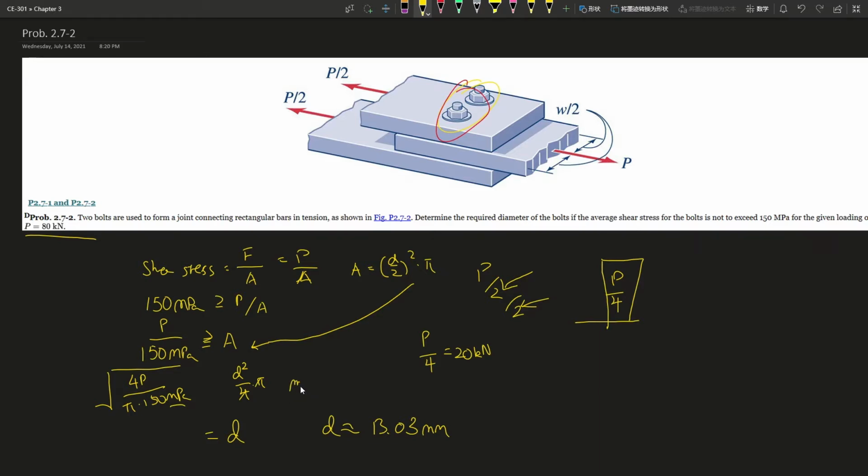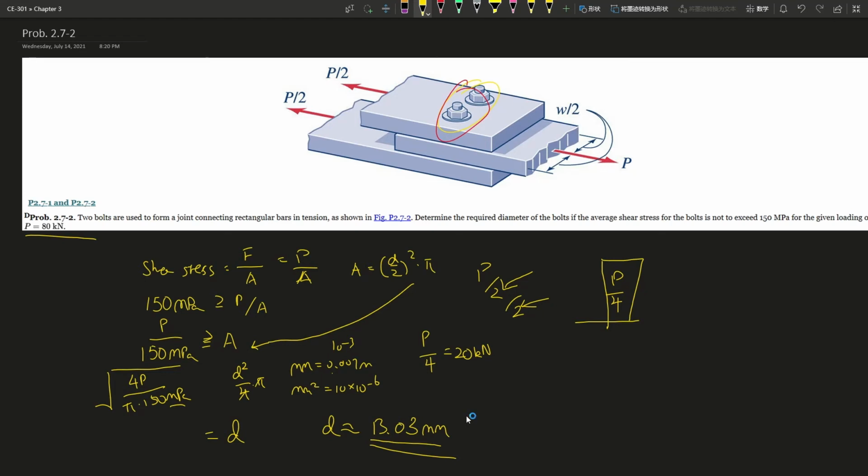Just remember, millimeters equals 0.001 meters, but millimeter squared is 10 to the negative 6, while this is 10 to the negative 3. It's doubled, so just remember this. Then you should get somewhere around 13.03 millimeters.